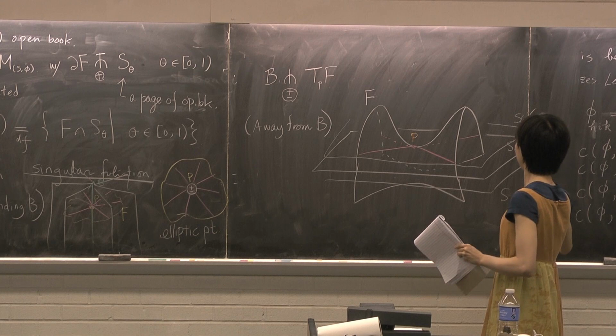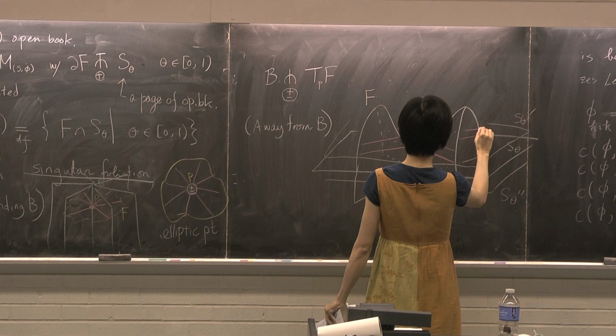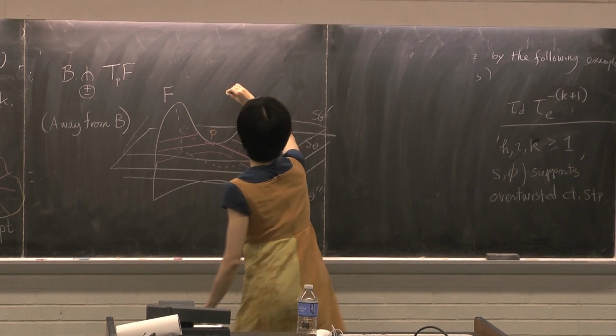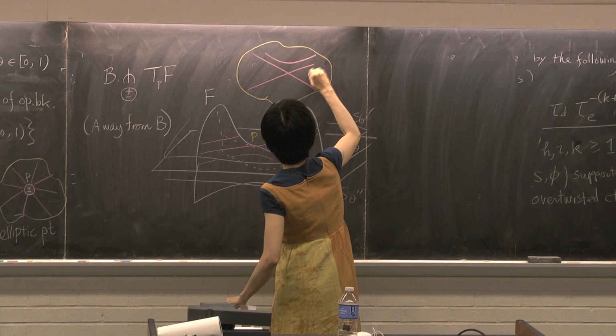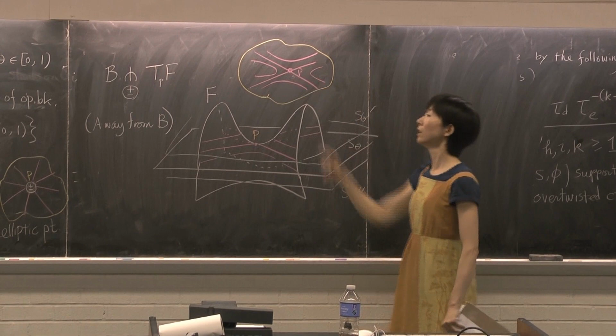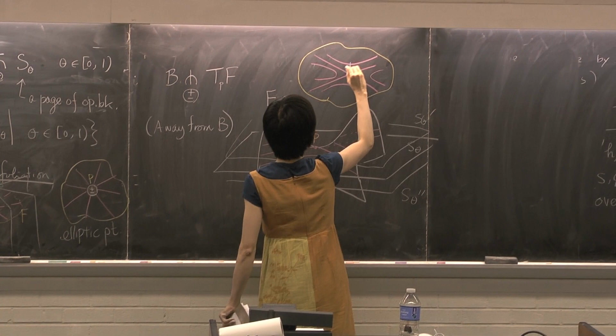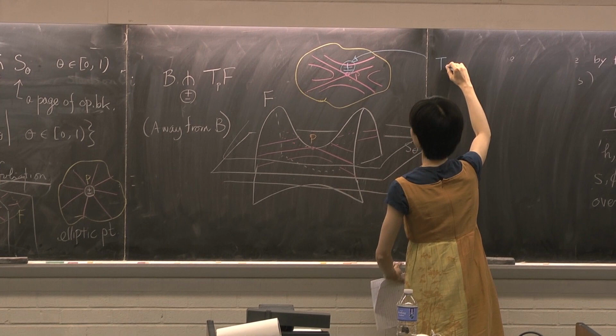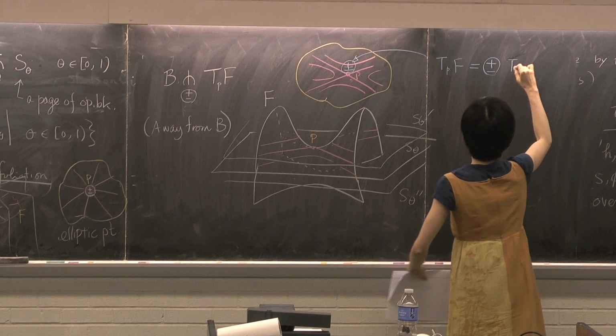So the leaf of the foliation is, you can see, a hyperbolic point. If you see it from the top, we see a singularity here. And again, this has a plus or negative sign, depending on whether the tangent plane orientations agree or disagree. T F, agree or disagree, T S.